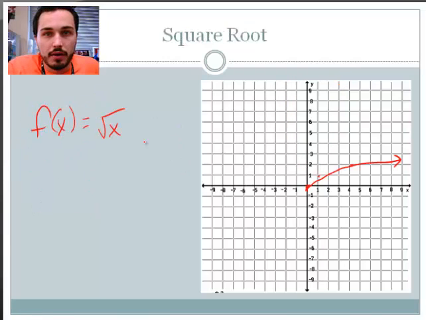Square root parent function is f of x equals square root of x. And it kind of is a little bit similar to how the quadratic one looked, only it's sideways and we only see half of it. And there's a reason for that. Again, something we'll talk about much later in the year. Again, sketch that picture there for the square root function.